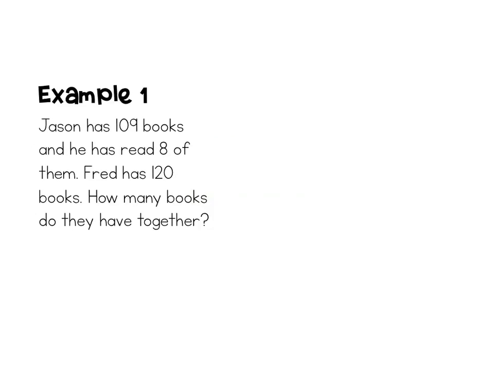Now let's look at an example problem. The first thing we're going to do is read that question very carefully. Jason has 109 books, and he has read 8 of them. Fred has 120 books. How many books do they have together? So I need to think about what the question is asking me. It's asking me, how many books do they have together? That word together is telling me that I'm going to combine the books that Jason has and the books that Fred has together. And if I'm going to combine, that means I'm going to add.